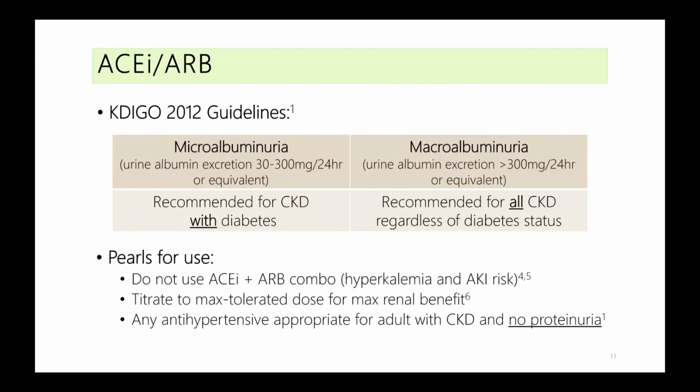ACE inhibitors and ARBs are recommended by KDIGO guidelines, and they've been recommended for quite a while. For a person with microalbuminuria, which is defined as a urine albumin excretion of 30 to 300 milligrams in 24 hours or the equivalent, they should be put on an ACE inhibitor or ARB if they have diabetes with their CKD.